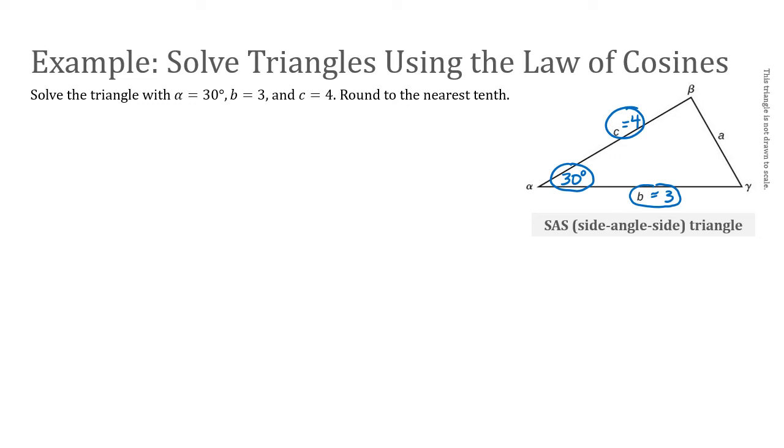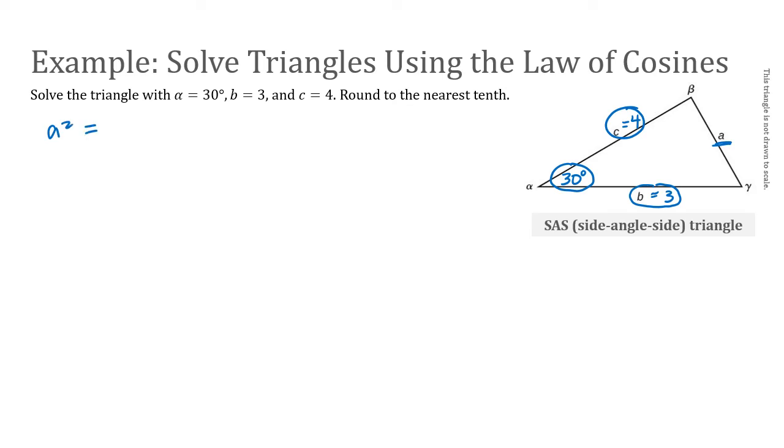I know the 30 degrees, but I don't know the side across from it, and I don't know either of the other two angles. So I cannot use the law of sines, however, I can use the law of cosines. I know two sides, so I'm going to try and find side A.